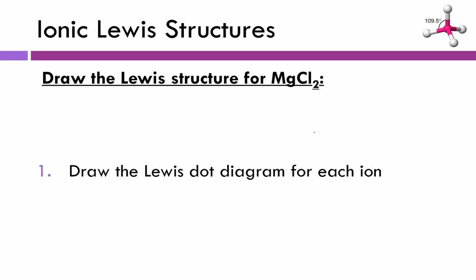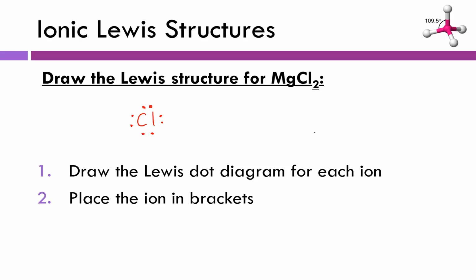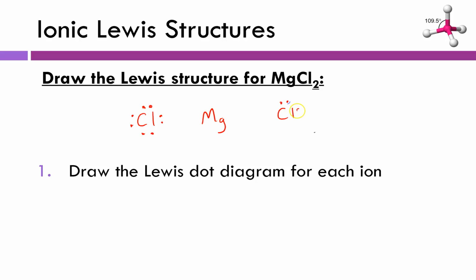So the first thing you want to do is draw the Lewis dot diagram for each ion. We know we've got the chloride ion, which is going to look like that. We've got the magnesium ion. It loses its 2 outermost electrons. And I've got another chloride ion.